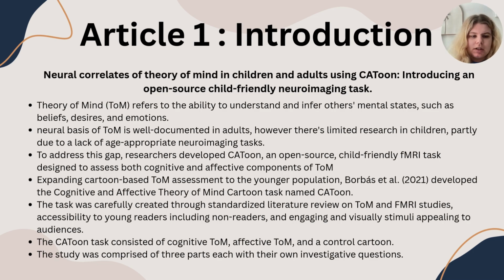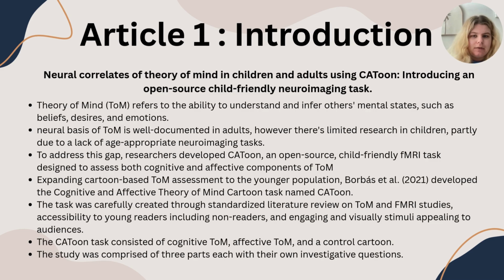The first article I'd like to talk about is called Neural Correlates of Theory of Mind in Children and Adults Using Katoon, Introducing an Open Source Child-Friendly Neuroimaging Task. So before I get into this article, I just wanted to address theory of mind, or ToM, which is the ability to understand and infer the mental states of others, so their beliefs, their desires, or their emotions. It helps us predict how people might behave, respond, or feel in any given situation.